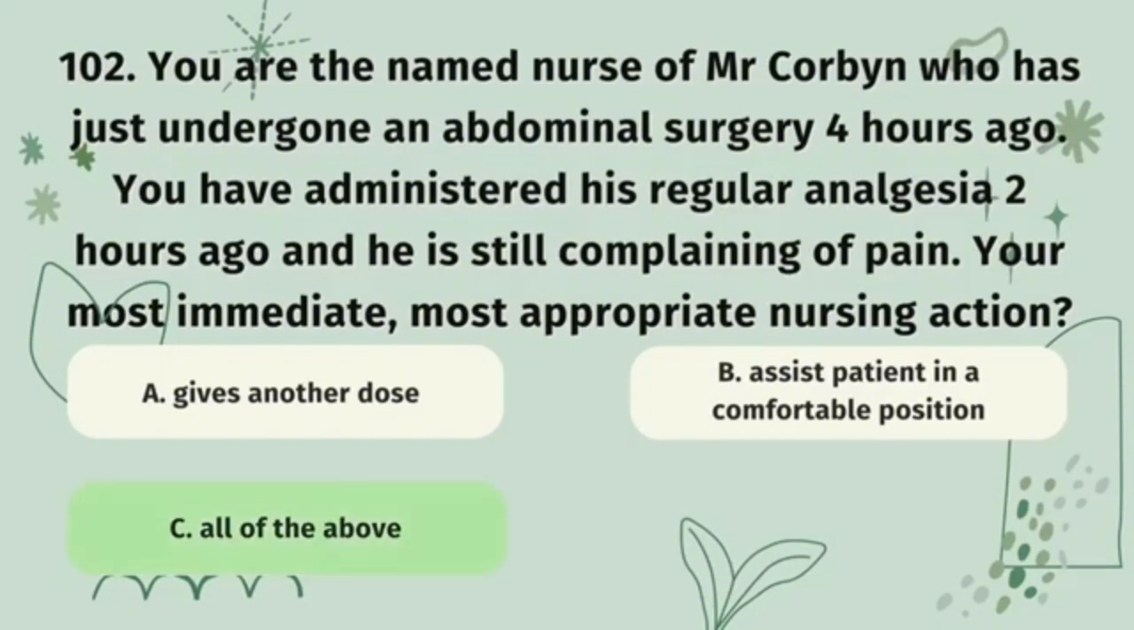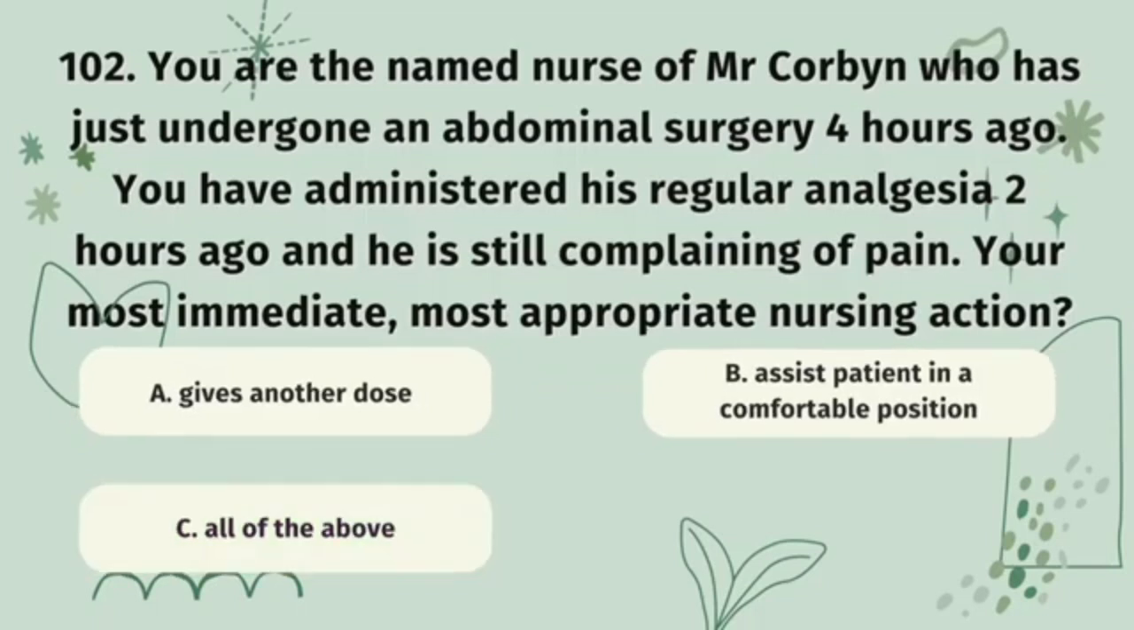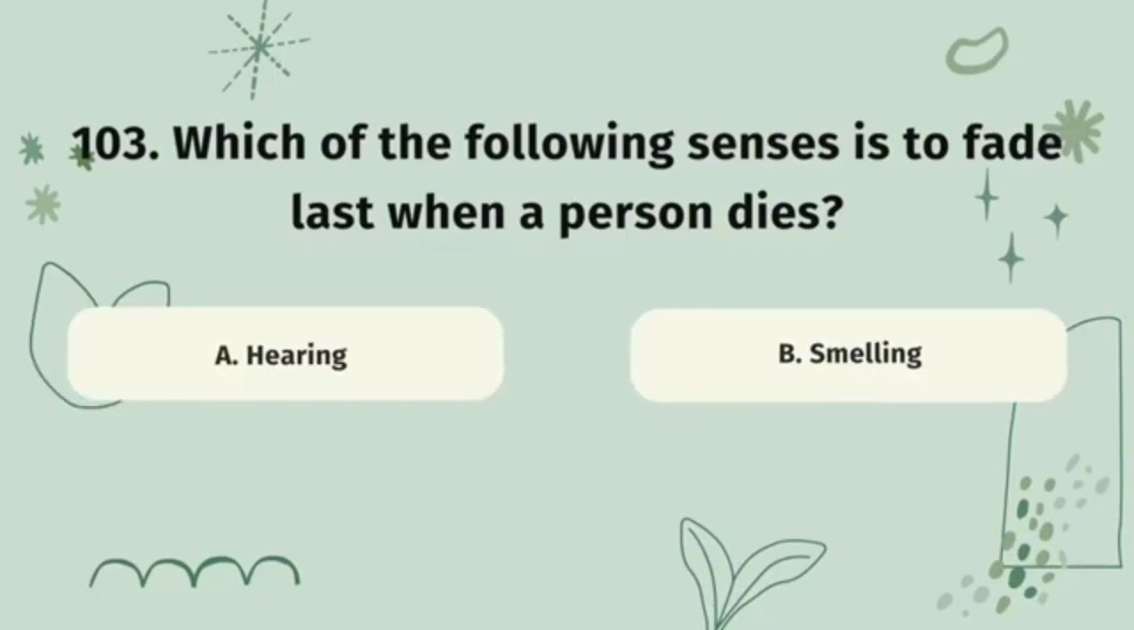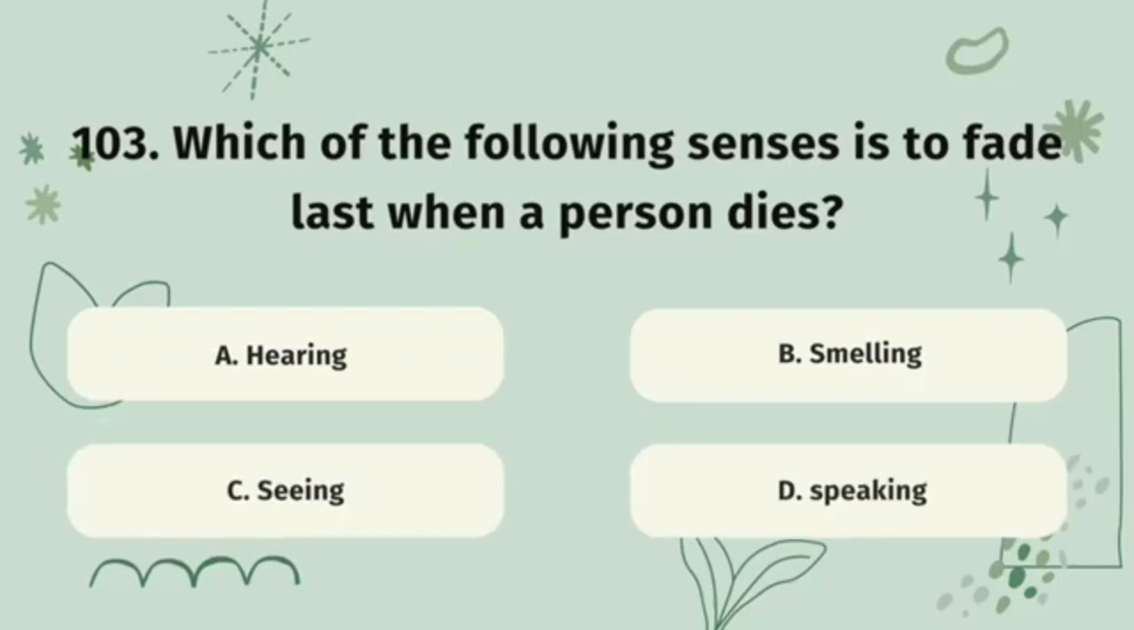The correct answer is C. Question 103. Which of the following senses is to fade last when a person dies? Option A, hearing. Option B, smelling. Option C, seeing. Option D, speaking.